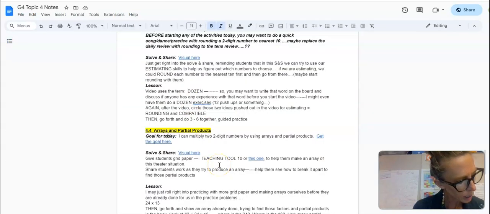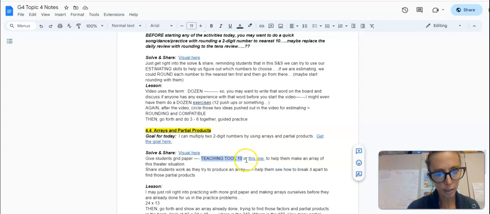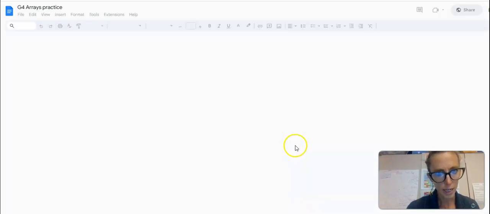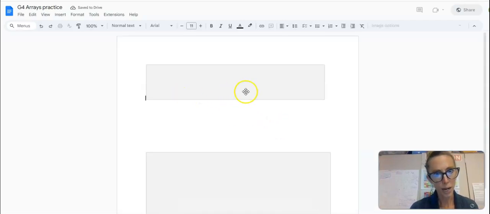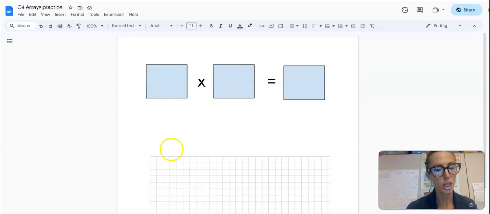When you work through the solve and share, my recommendation is to pass out a grid sheet for them. You can find one under the teaching tools, or I made this one that you could use, and they could write and model the situation with a multiplication sentence, and then they try to show that multiplication happening in an array down here. And then you're looking for those kids that have not only drawn the array, but, well, that would be good to showcase someone that just drew a 14 by 23 array.